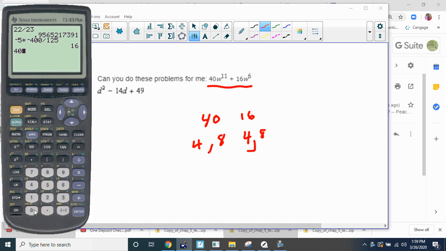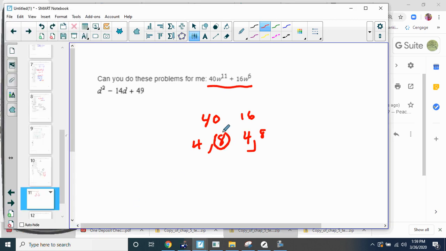So 40 divided by, let's see, 10 is going to be 4. 10 and 4, no. I don't think 16 goes into 40. No, it doesn't. It's 2.5. Okay, so it looks like 8 goes into both numbers equally. So 8 would be the GCF of the numbers.